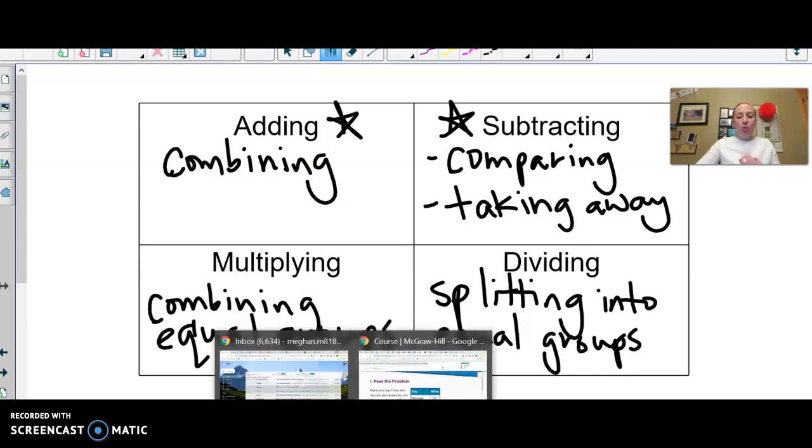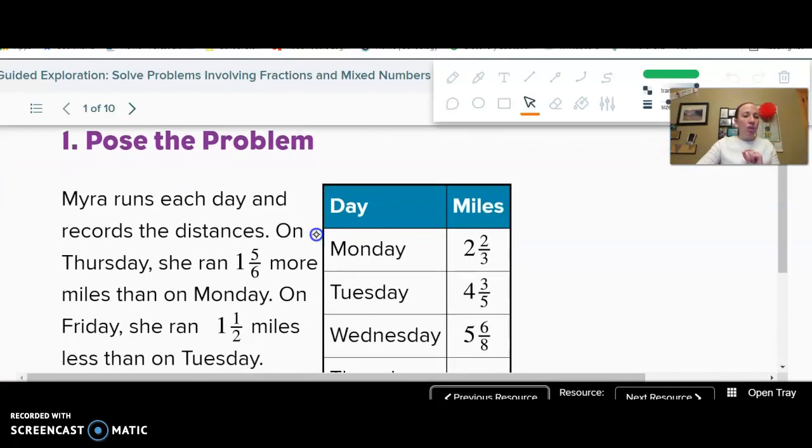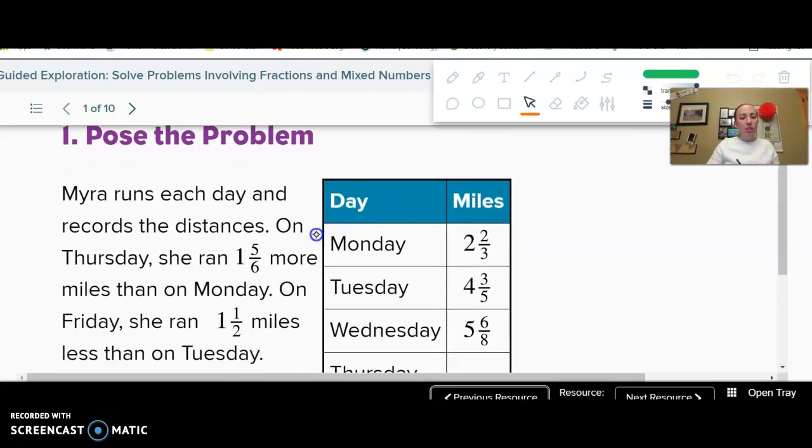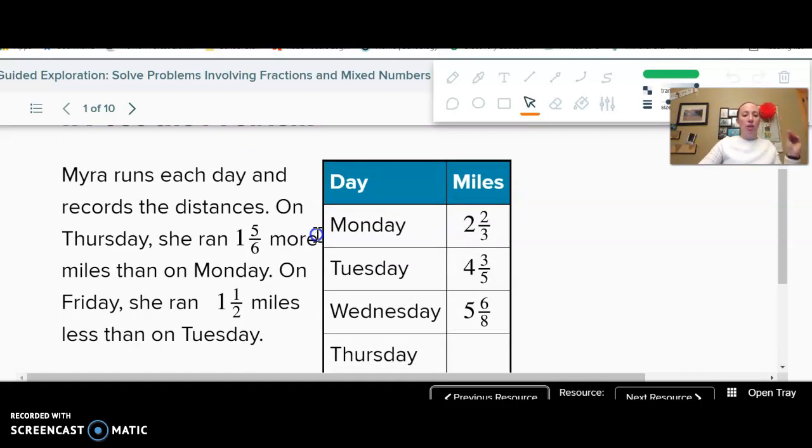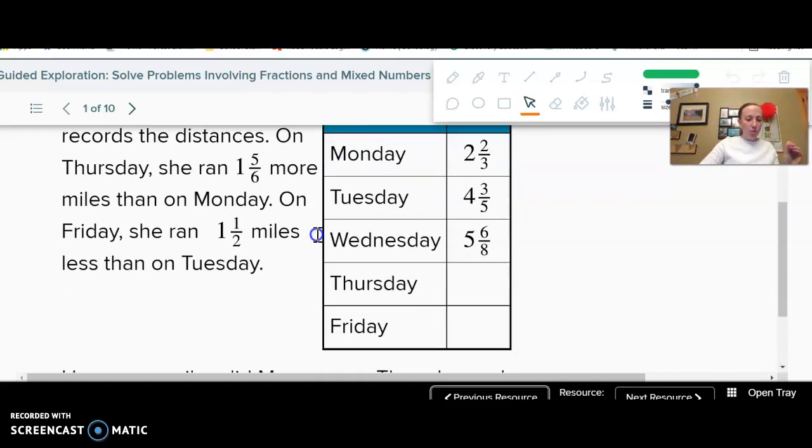All right, now we'll go do some practice problems. I just wanted to remind us of what they mean. So, Myra runs each day and records the distances. On Thursday, she ran 1 5/6 more miles than on Monday. Okay, so Thursday is comparing to Monday. On Friday, she ran 1.5 miles less than on Tuesday.